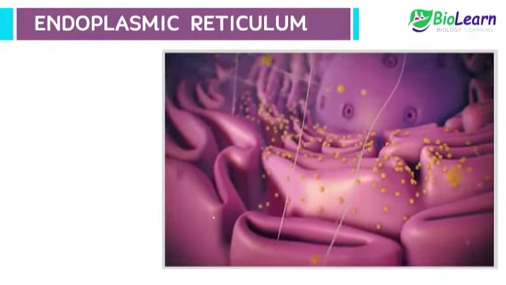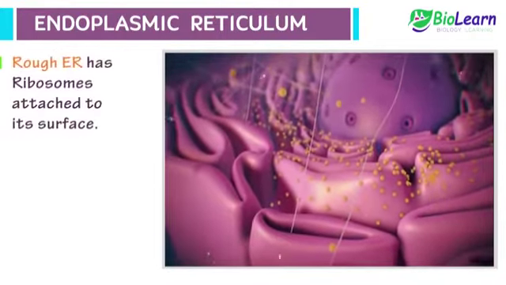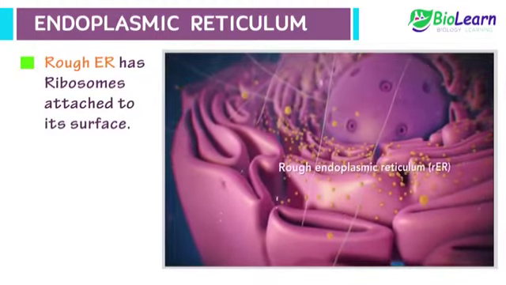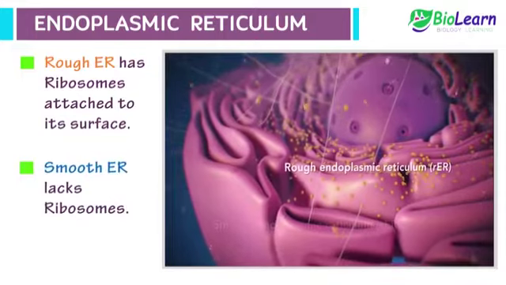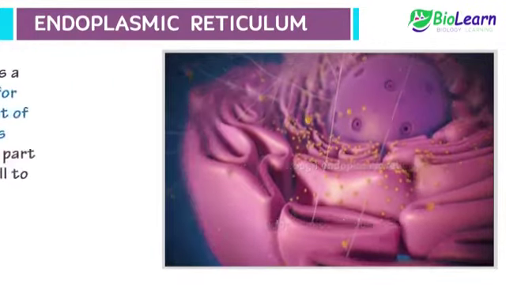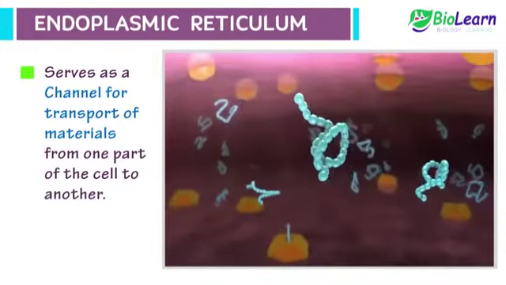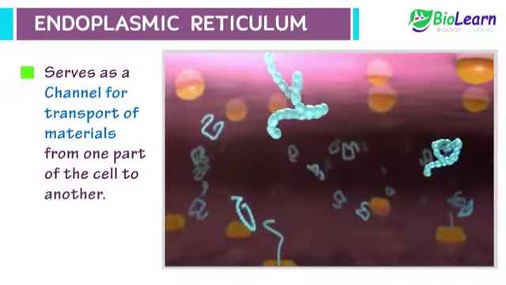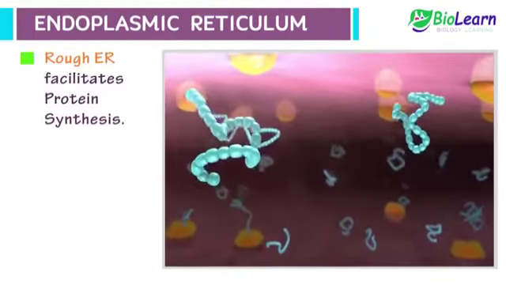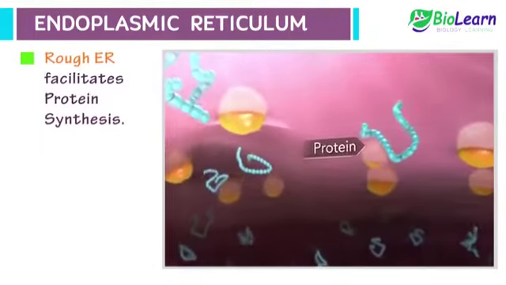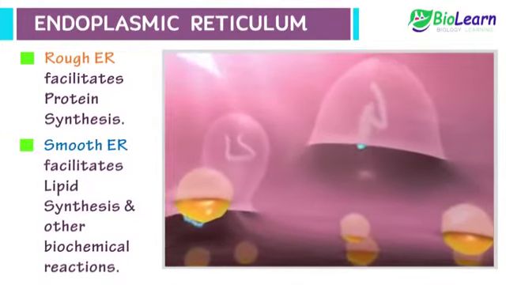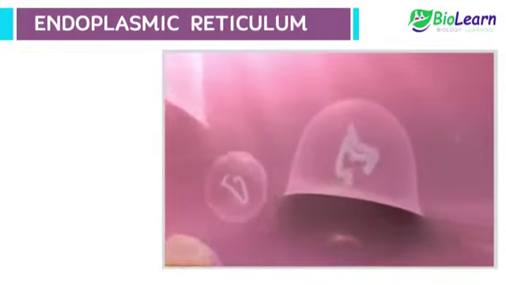The endoplasmic reticulum is of two types. Rough endoplasmic reticulum has ribosomes attached to its surface. Smooth endoplasmic reticulum is devoid of ribosomes on its surface. It serves as a channel for the transport of material from one part of the cell to another. The rough endoplasmic reticulum facilitates protein synthesis, while smooth endoplasmic reticulum helps in lipid synthesis and various other biochemical reactions.